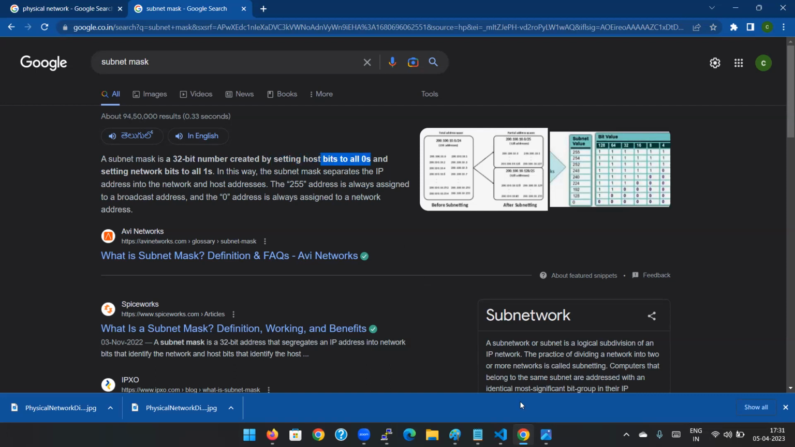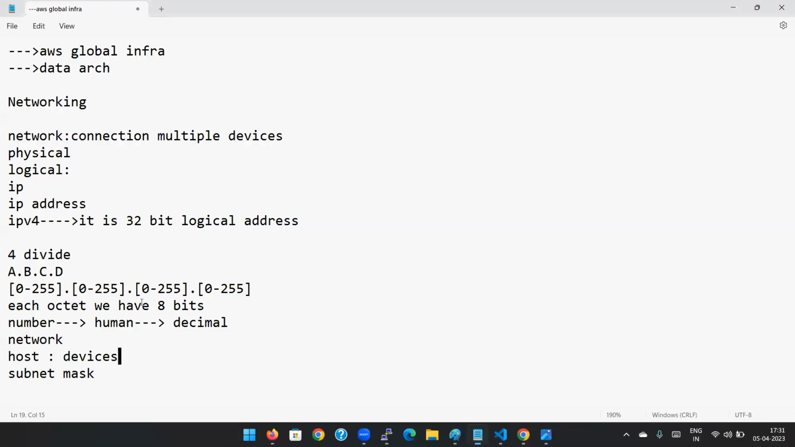Host bits are nothing but the devices. In networking, hosts are devices: computers, servers, all of these are called hosts. In general, any device which has an IP address is called a host. It might be a server, a computer, a laptop, a cell phone, or a printer. All are called hosts, because each and every device has an IP address. Now, what is meant by network? Here you can see the students.